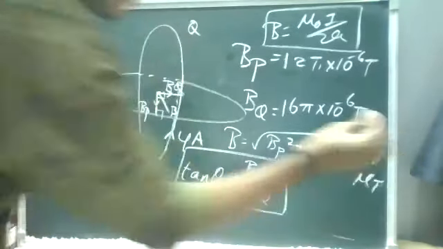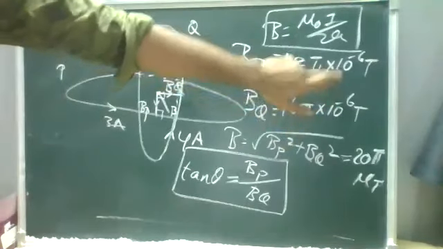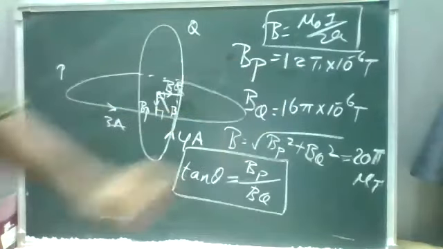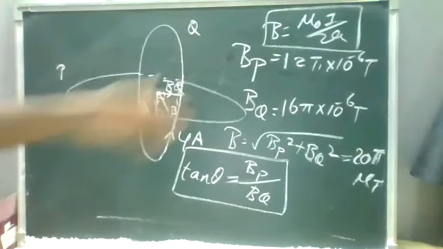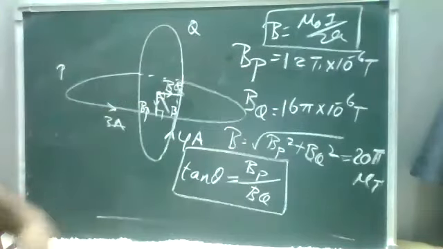10 to the power of minus 6, sorry, micro. Because here we have 10 power minus 6, I take it as common, so it comes as micro. Only for 12 pi and 16 pi you do the calculation. Taking 4 pi common, it is nothing but the square root of 12 square plus 16 square.